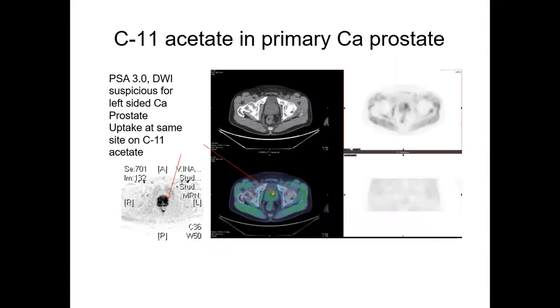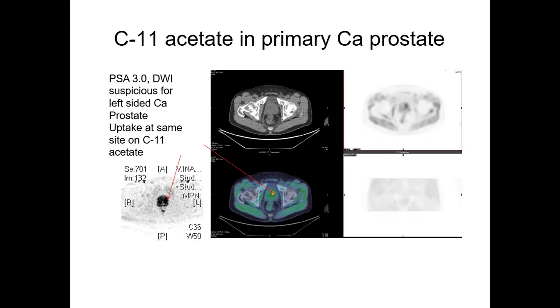And this is one of our patients, and you can see here that this patient has a PSA of 3, so that's suspicious for prostate cancer. The patient had a DWI MR, and the red arrow points to the lesion on the ADC map, which is the way that you display the DWI. And you can see here that there's increased uptake on the left side of the prostate.